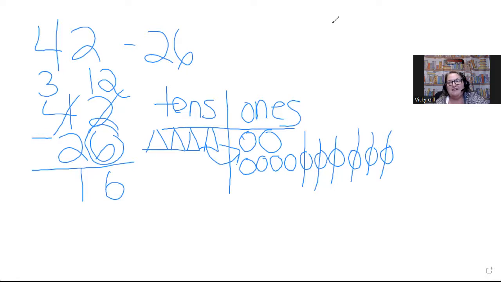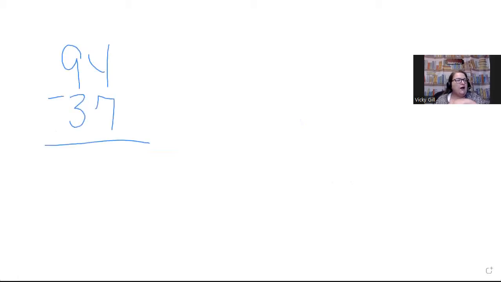That's the best I can do. I'll do another one. I'll do 94 minus 37. I would use shapes. I think that might be easier.